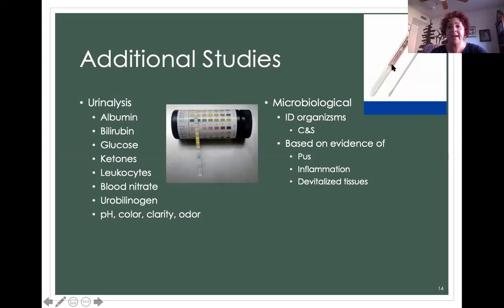And then microbiological. So I put this little picture up here. This is a culture swab, something similar to what we might see in the OR if we encounter some kind of strange fluid or whatever, and the surgeon wants to culture it. And then that could be sent off for that culture and sensitivity like we talked about before in microbiology.